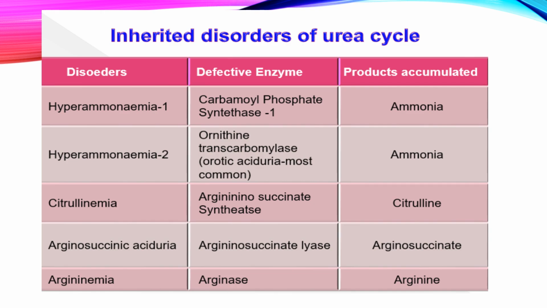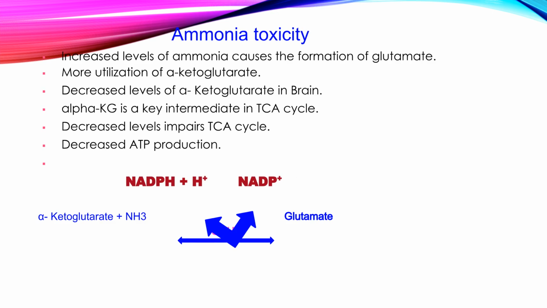leading to ammonia accumulation. Ammonia toxicity occurs when increased ammonia levels in the brain lead to glutamate formation. This causes more utilization of alpha-ketoglutarate, a key intermediate in the TCA cycle. The resulting decreased alpha-ketoglutarate impairs the TCA cycle and reduces ATP production.